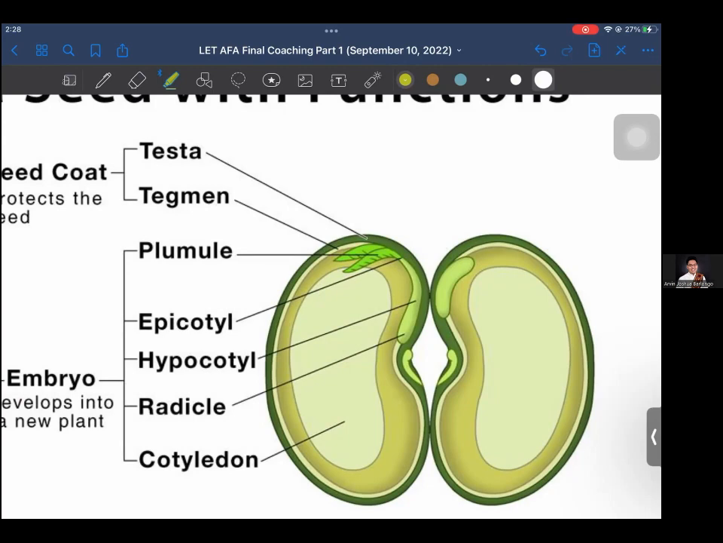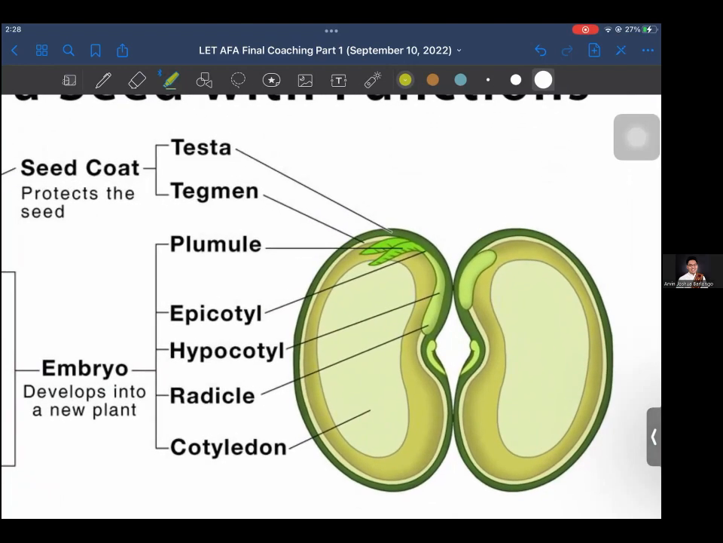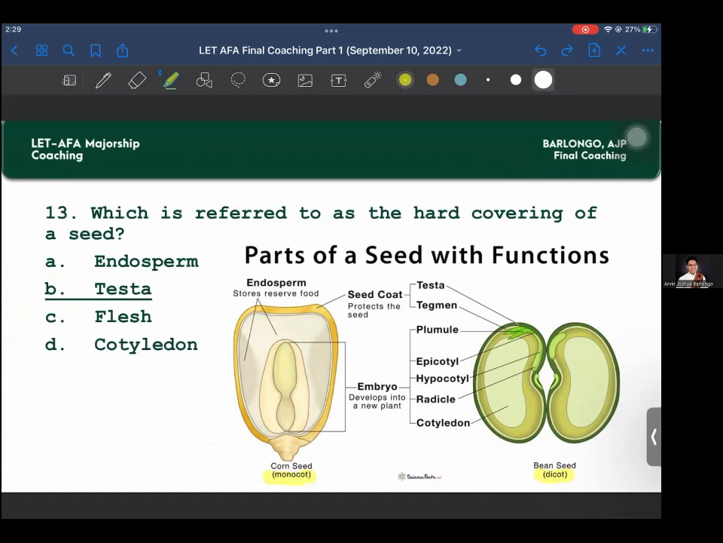For the seed embryo, meron siyang limang subparts, which are the plumule. Yung plumule, ito yung nagde-develop. If you can see, ayan na yung parang may dahon dyan, dyan nagmumula yung dahon. The epicotyl, ayun yung part sa taas. From the term itself, epi, taas. Cotyl, cotyledon. Nasa taas ng cotyledon. Ang hypocotyl naman is nasa baba. From the prefixes, hypo, baba. Cotyl, cotyledon. So, nasa baba ng cotyledon. We also have the radicle, ito yung nag-grow into roots. Tapos yung cotyledon, ayun yung cotyledon.